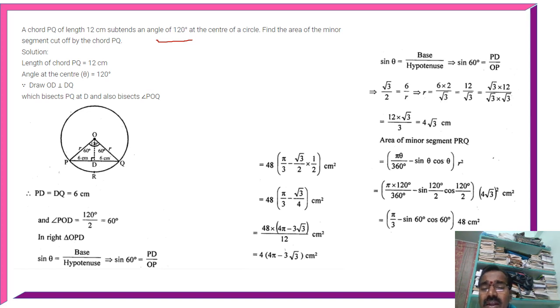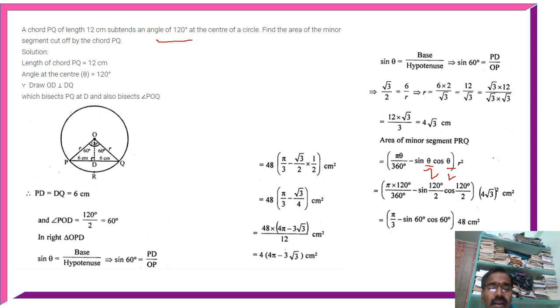Area of minor segment is pi r square theta by 360 minus sin theta by 2 cos theta by 2 r square. The same method we discussed in the previous problem. That method is easy. Never go with this method, students. So sin 120 is given, pi into 120 by 360 minus... don't do this method, students. This method is the lengthiest method.